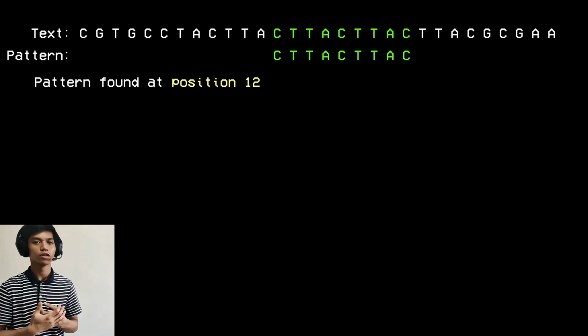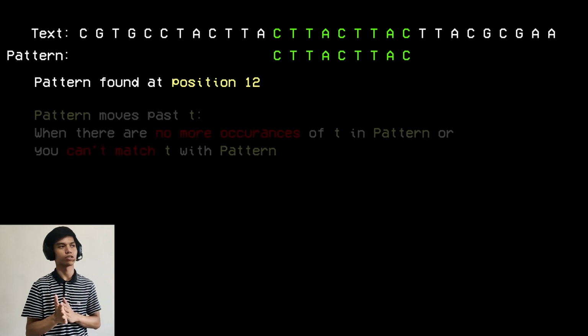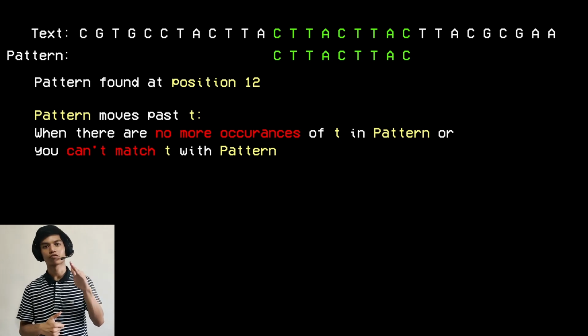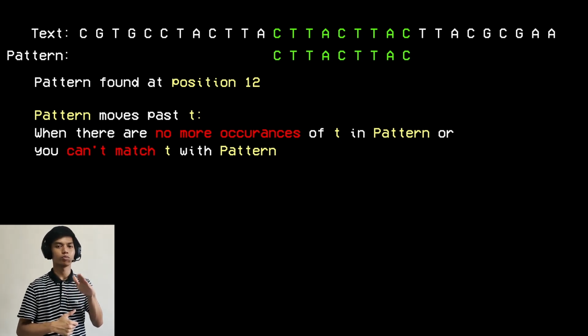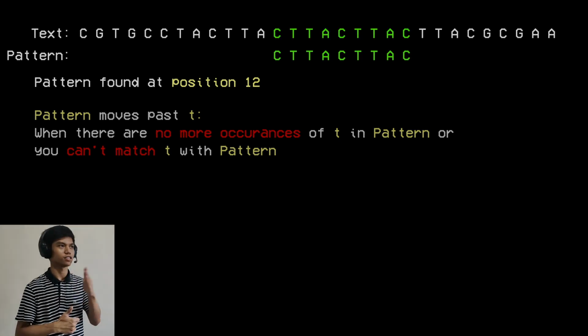And then, as we can see, we already found the pattern. So we only skip all the way past T whenever the matched substring T doesn't occur, or we cannot find it anymore in the pattern. If that happens, then we skip the pattern all the way past T.